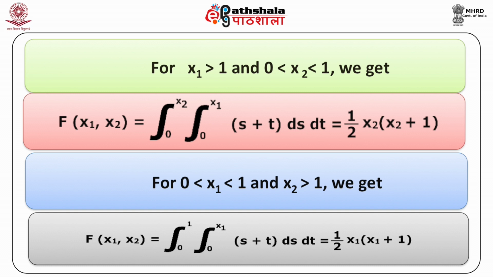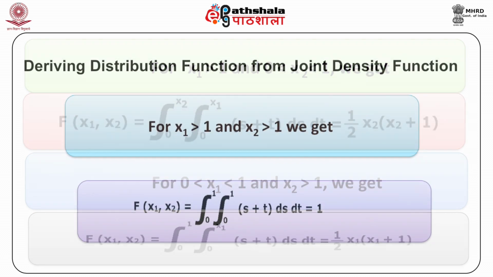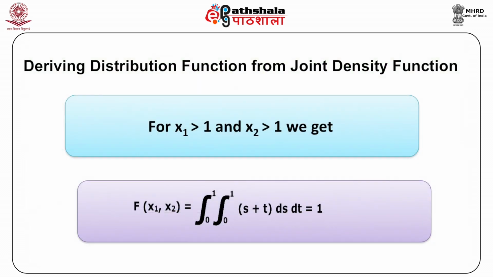For x1 greater than 0 and less than 1, and x2 greater than 1, we get F(x1, x2) as the double integration 0 to 1, 0 to x1, (s plus t) ds dt, which is equal to half x1 (x1 plus 1). And for x1 greater than 1 and x2 greater than 1, we get F(x1, x2) equal to the double integration 0 to 1, 0 to 1, (s plus t) ds dt, equal to 1.